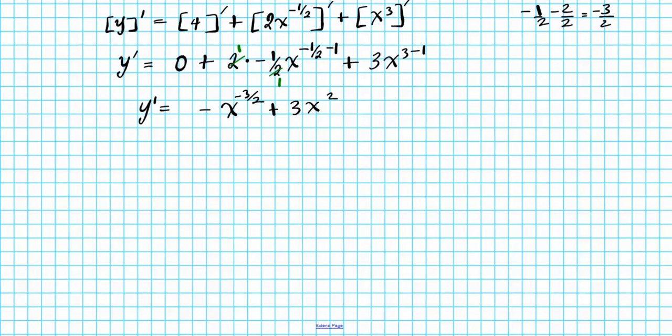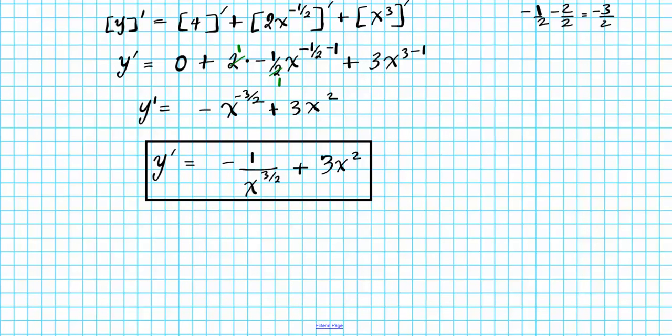Okay, so there goes your final answer, but we can still express the first one as a rational function because of the negative exponent. So we can write this as negative 1 over x to the positive 3/2, applying the reciprocal property of exponents: if you have a negative power, you can reciprocate the term with the negative power, so it becomes positive. Add to that 3x to the second power, and that is y prime, the derivative or instantaneous rate of change of y at any x value.